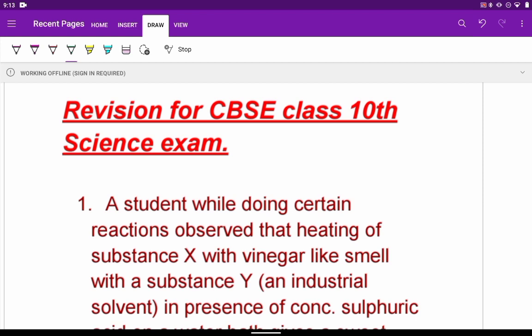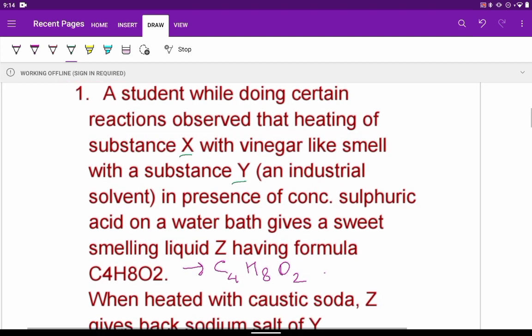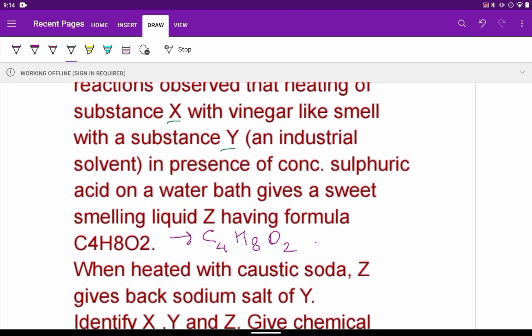First one, a student while doing certain reactions observed that heating of substance X with vinegar like smell, means the substance X is having some vinegar like smell, with a substance Y, an industrial solvent, in the presence of concentrated sulfuric acid on a water bath, gives a sweet smelling liquid Z. So X is reacting with Y and we get a sweet smelling liquid Z. And this is having the formula C4H8O2. The formula for Z is C4H8O2.